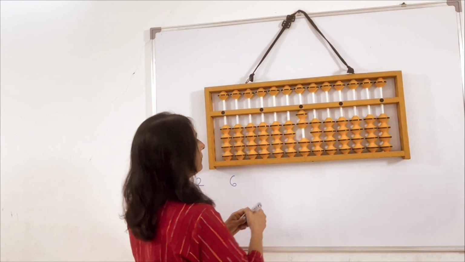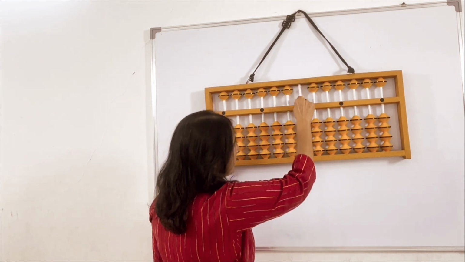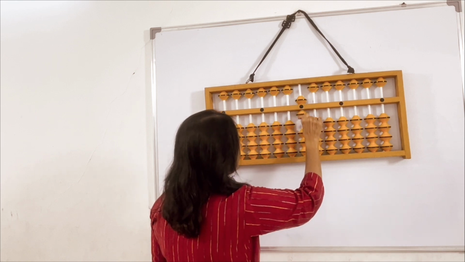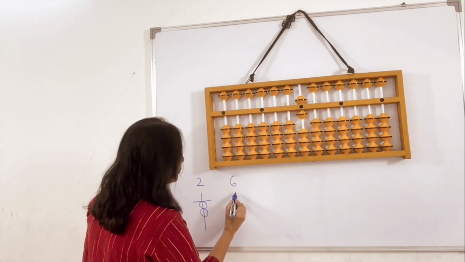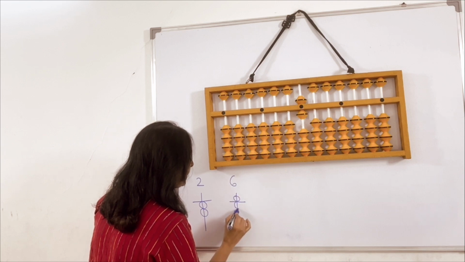6. For 6, we have to take one upper bead, which is 5, and 1 makes 6. So we have to draw one upper bead and one lower bead here.